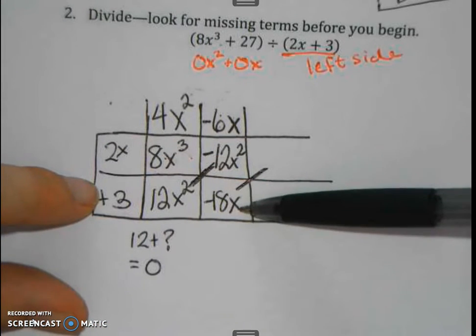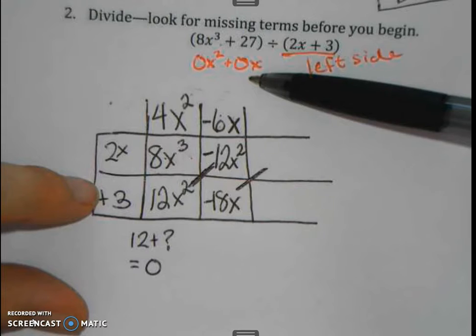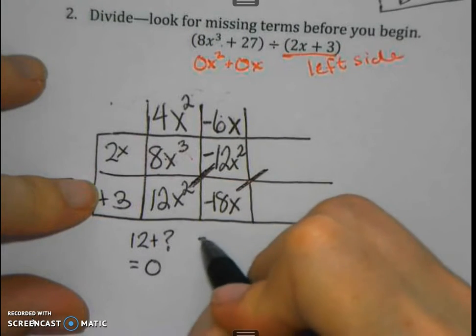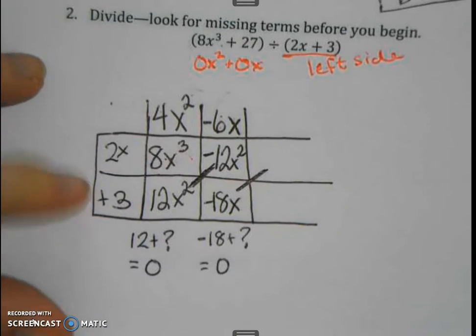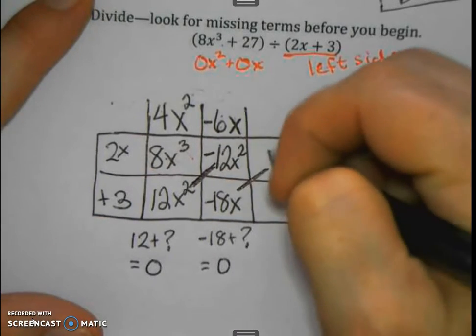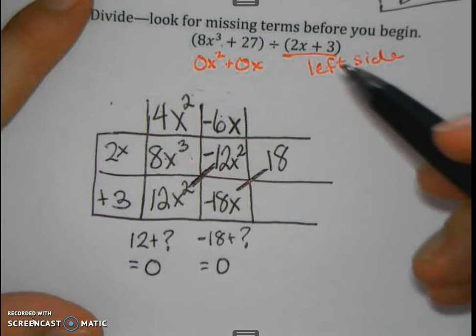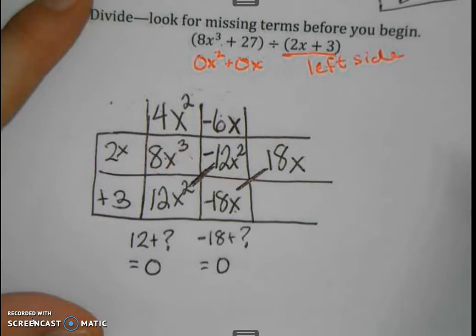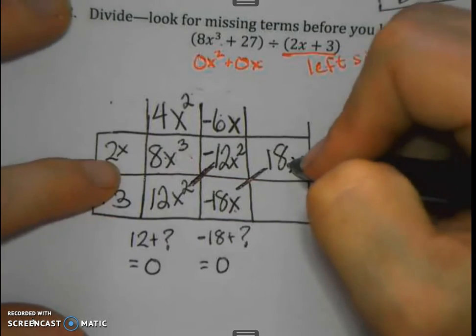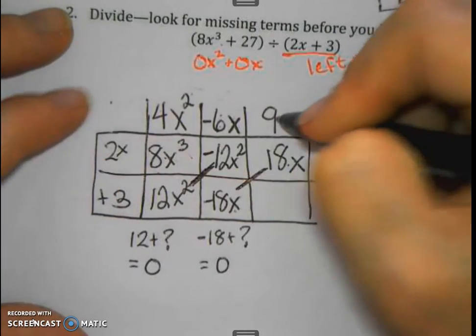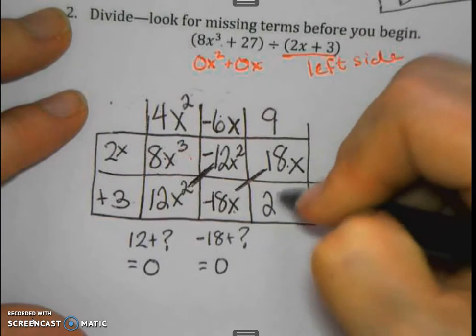All right, this is an x. We have a 0 in our answer. What do we add to negative 18 to make 0? Yeah, I heard you, positive 18, and it's an x. All right, 2 times 9 makes 18, and I don't need an x. 9 times 3 is 27.